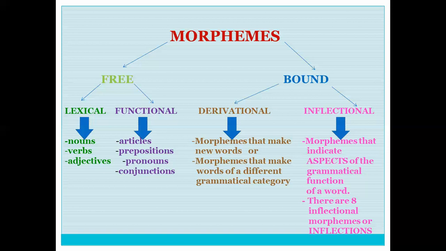In our free morphemes, they can be lexical or functional. Remember, free morphemes mean they can stand on their own. Usually they're going to be nouns, verbs, or adjectives. And sometimes they can be functional, where we have articles, prepositions, pronouns, or conjunctions that we just discussed. Bound will either be derivational or inflectional.